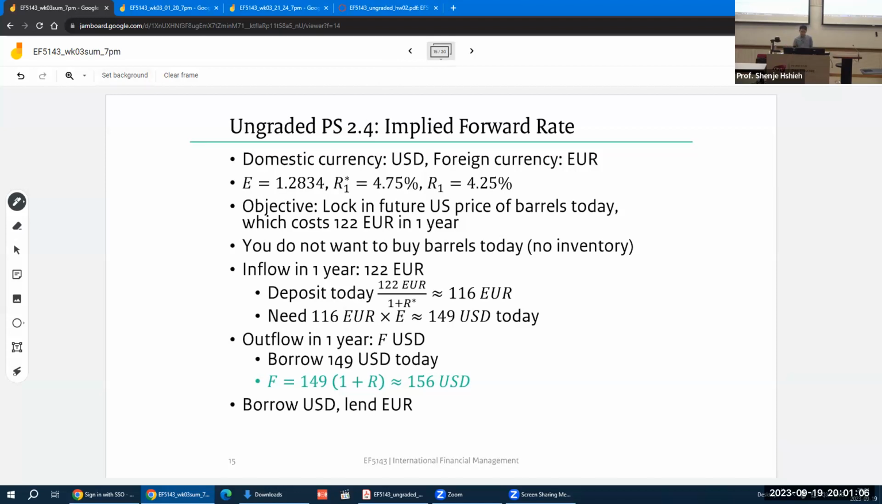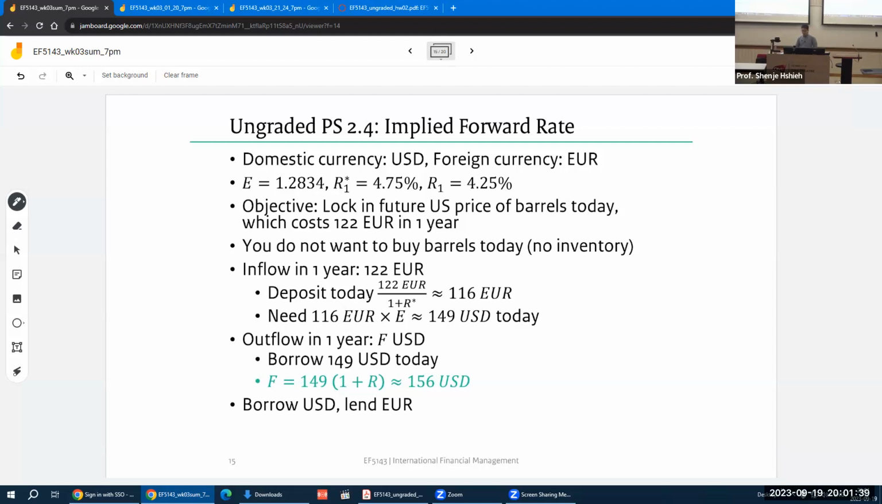So the setup of this question, I'm going to summarize it: you're a wine seller and you're trying to hedge against fluctuations of the price of barrels, which is quoted in euros. So you're a winemaker in California. Your domestic currency is dollars, and you need to buy barrels in the future, which is quoted in euros. And you want to hedge against future fluctuations of the euro in terms of dollars.